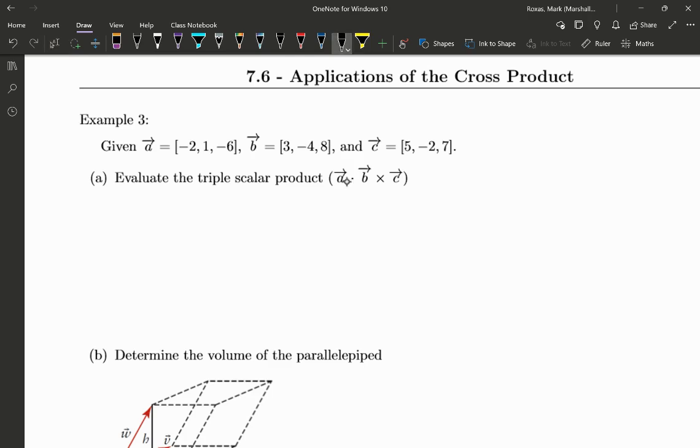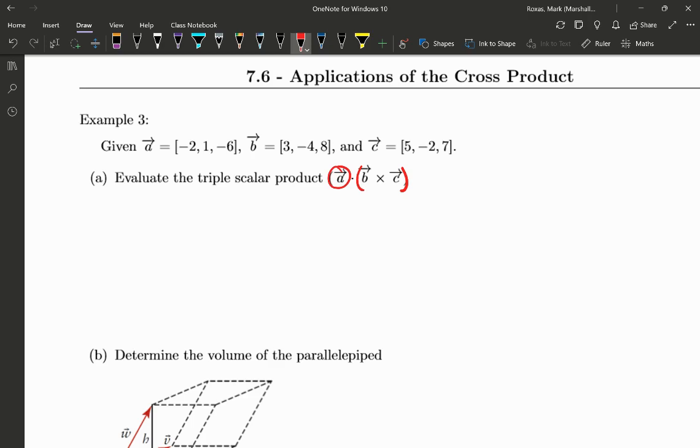So remember, A dotted with B produces a scalar, okay? And you cannot do a cross product. Well, a cross product must have a vector crossed with a vector. So you can't do a scalar crossed with a vector. So that order does not work. What you got to do is do B cross C first, which is going to result in a vector, and that vector can then be dotted with vector A.